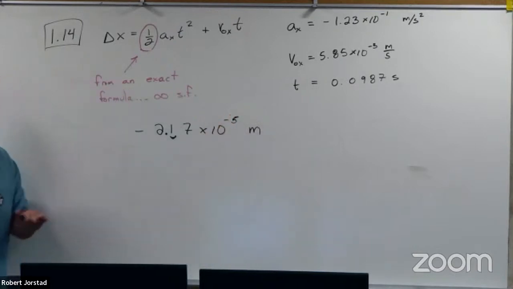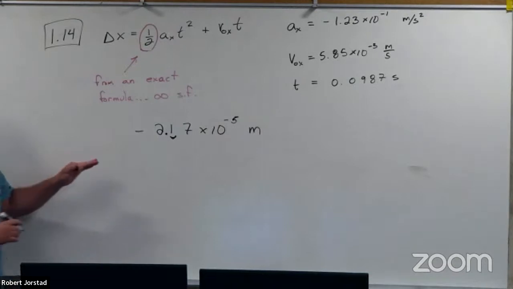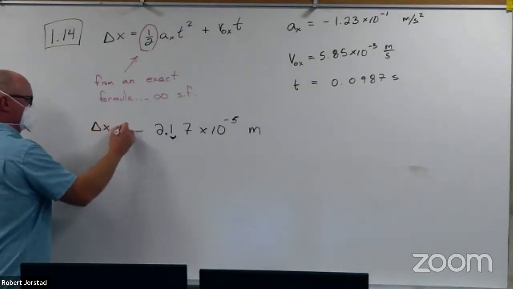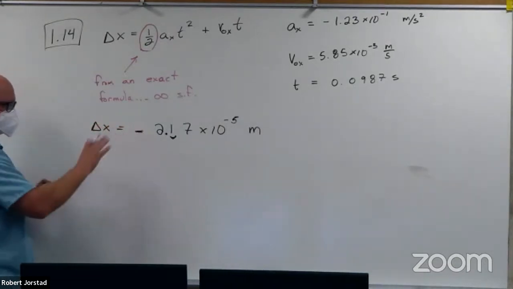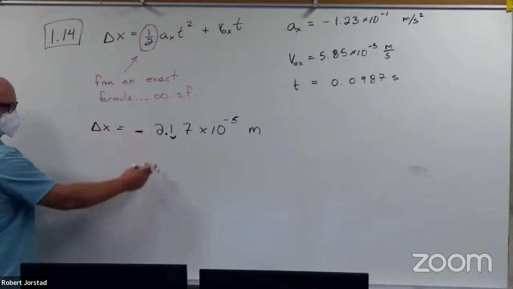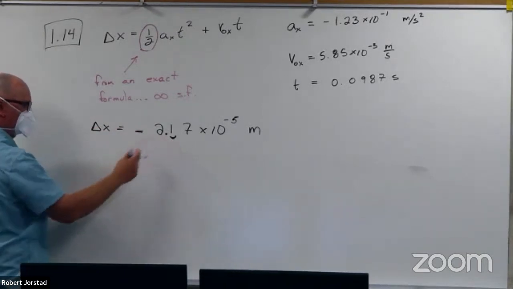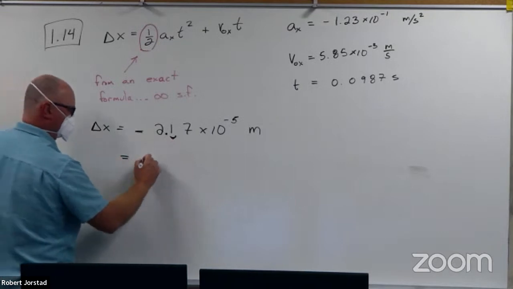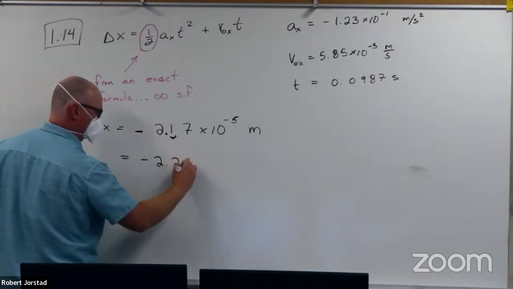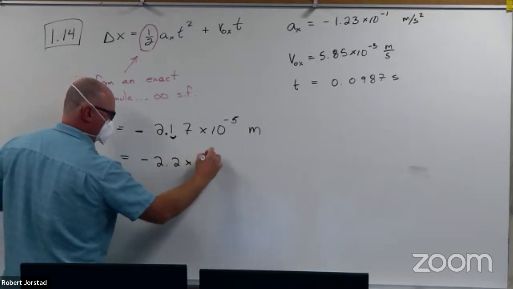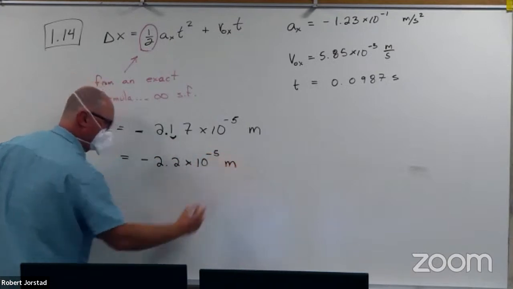Okay, so this is where I wanted to pick up. So the answer should be delta x is equal to that, I believe. When you punch it all into your calculator, and notice the sig fig is right here. So this is equal to negative 2.2 times 10 to the negative 5th meters.